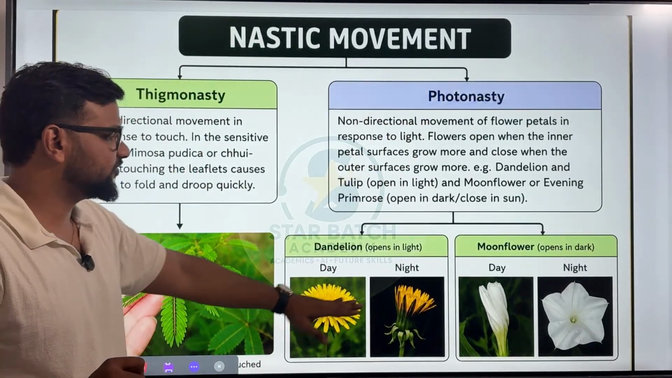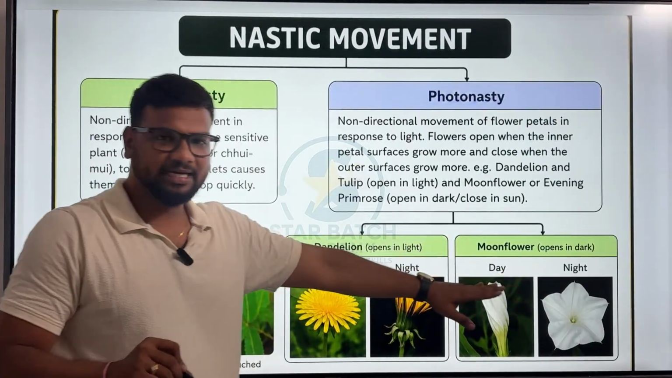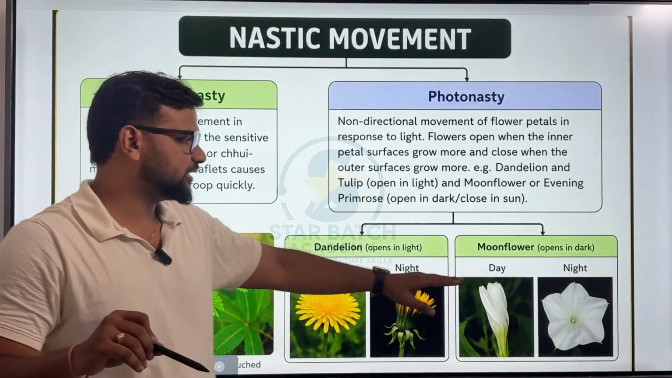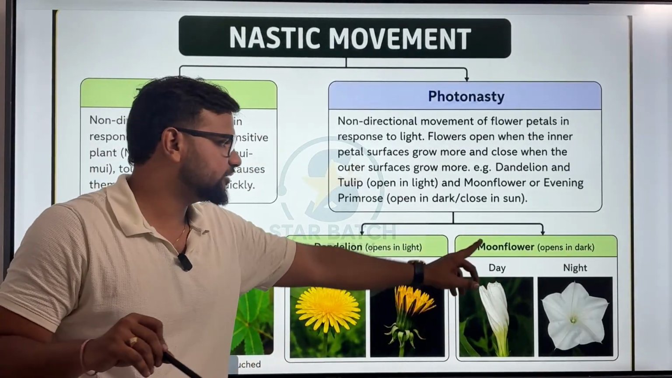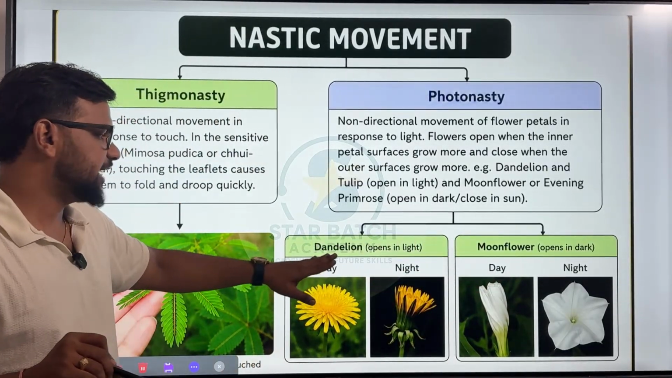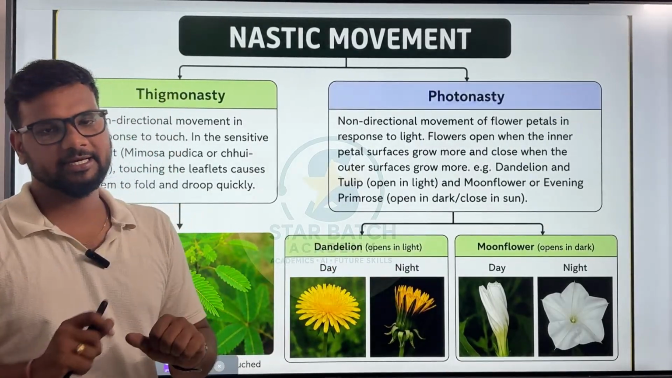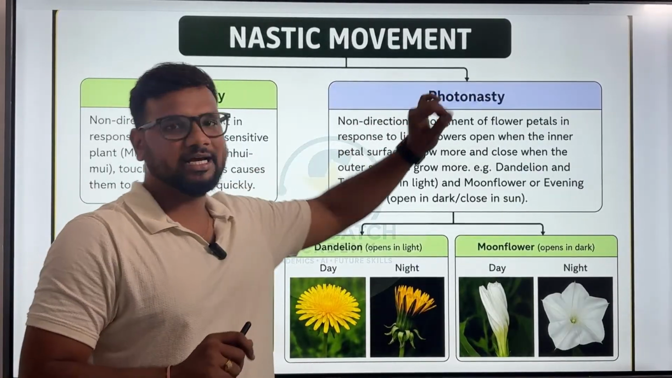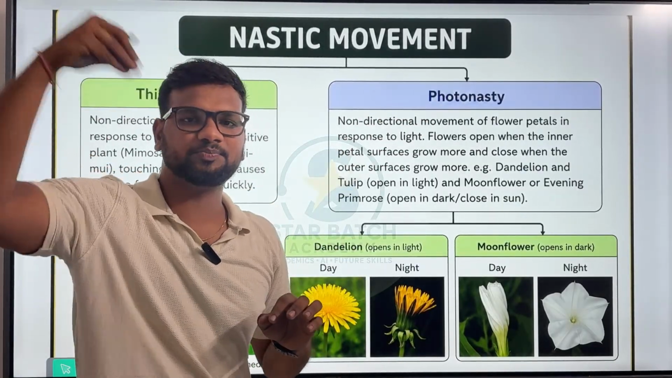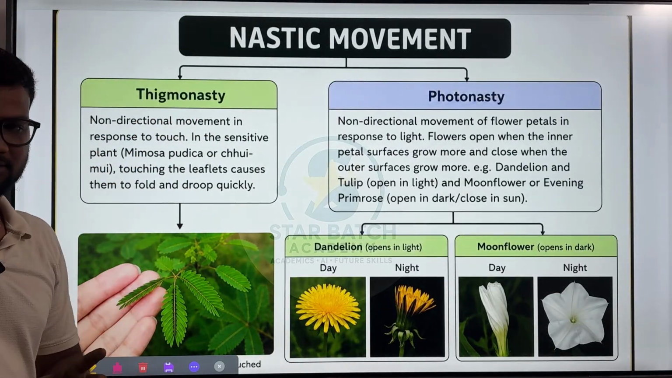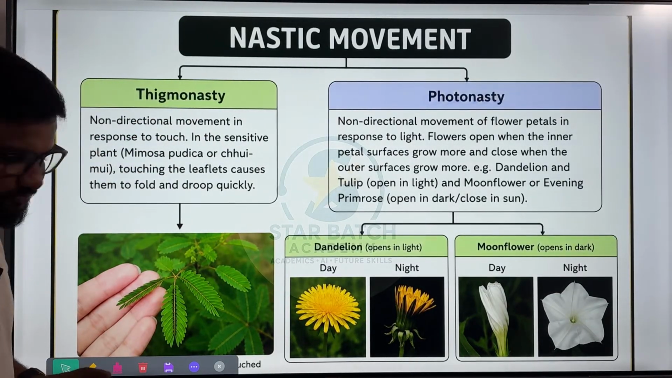See here, like the flower, can you see? It reacts to the stimulus in a different way. The moon flower opens at night time and closes in day time. Here the dandelion opens in day time and closes at night time. Okay, this is photonasty, reacting only to the light. And thigmonasty reacts to the touch. Clear? Yes.